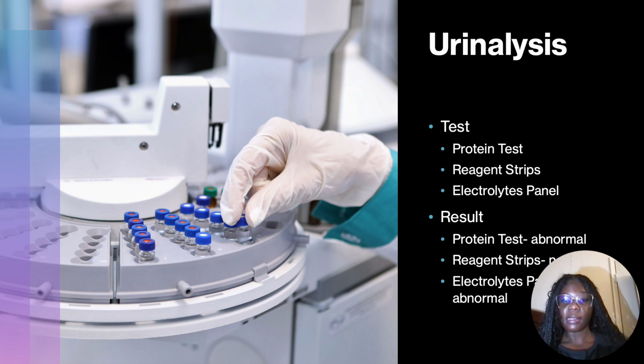And then the last test, which was the electrolyte panel, was run for the patient. The electrolyte panel came back as abnormal, which meant that it was high and elevated. The reagent strip came back. The pH came back normal, and also the SG portion came back as normal. And the first test, the protein test, came back as abnormal.